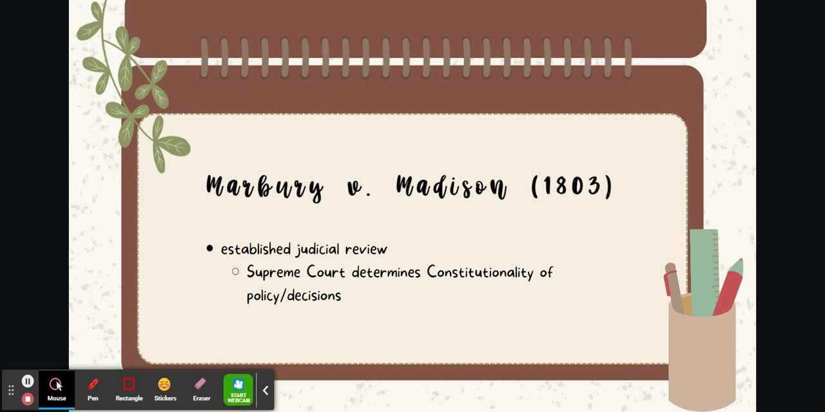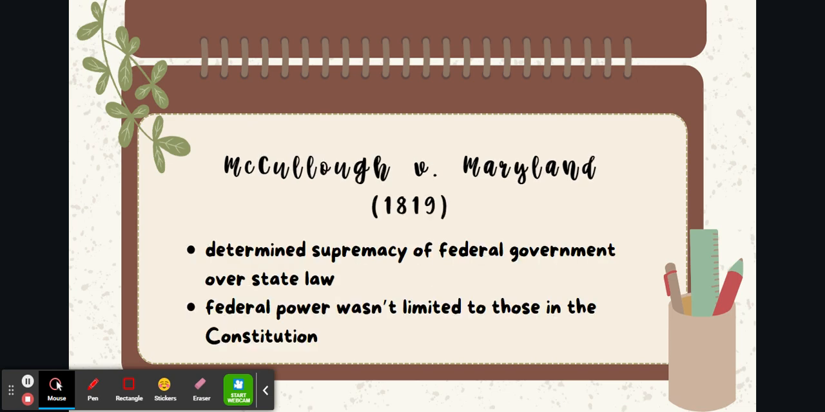While the case itself is very complicated, the most important implication in terms of looking at the Supreme Court case as a whole is that it established this term of judicial review. Under judicial review, the Supreme Court determines the constitutionality of policy and decisions. In this case, they determined that the Supreme Court could not legally make a decision on the case. And so, while they didn't really answer the question of Marbury versus Madison, they did establish one of the most influential concepts in terms of judicial review.